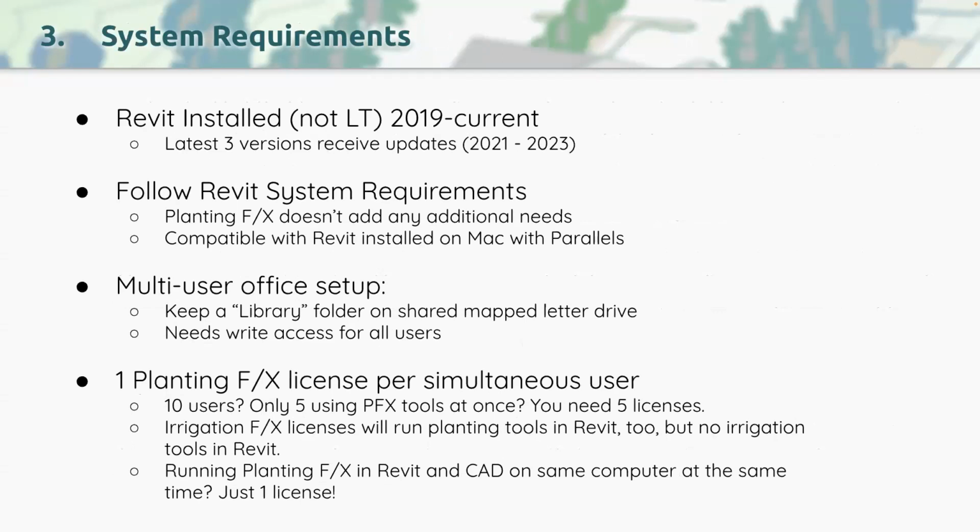So for the system requirements, of course, you're going to need Revit installed, and it can't be LT. Right now the plugin works for 2019 all the way to the current version, which is 2023. Once 2024 comes out, we're going to test it, and then we'll put out 2024. So the latest 3 versions are going to receive updates. Right now, all versions through 2019 have all the updates. As of today, everything that you see is 2019 to current, but we're going to start focusing our efforts on just the latest 3 versions.